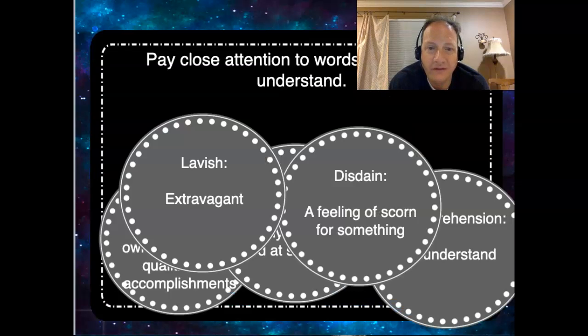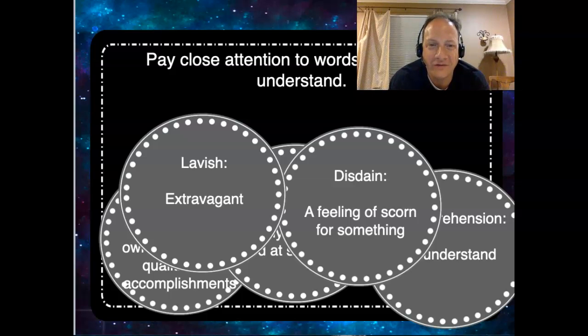All right, so pay close attention to words you may not understand, like, for example, lavish, extravagant, disdain. If you have disdain for something or someone, it means a feeling of scorn for something or extreme hatred for it. Like, I'm a Tennessee Volunteers fan, so I could say I disdain Florida Gators and Alabama Crimson Tide. So I know I probably made some of you upset with that statement, but oh well. So disdain is a strong feeling of scorn towards someone or something.